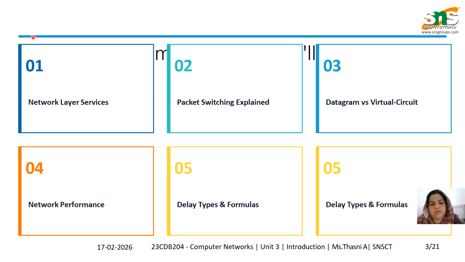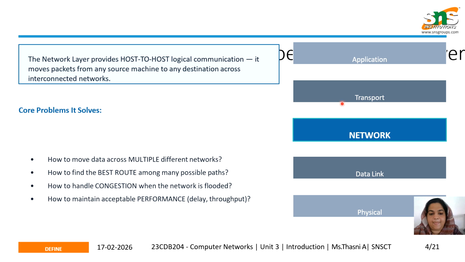Actually, the roadmap: the first is network layer services, and the second is packet switching explained, datagram versus virtual circuit, network performance, delay types and formulas. So what problem does the network layer solve? The network layer provides host to host logical communication, and it moves packets from any source machine to any destination across interconnected networks.